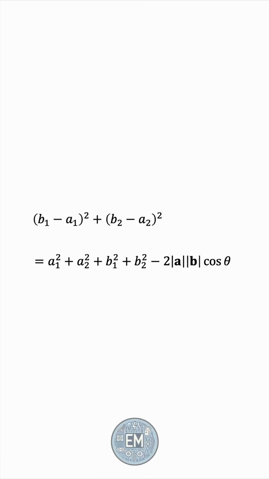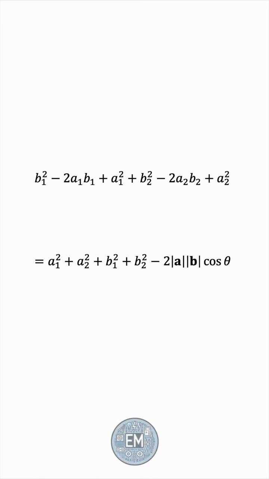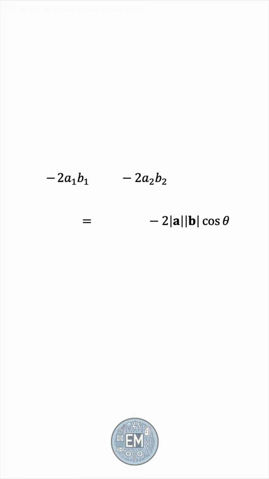We'll expand the two binomials on the left-hand side, giving us b1 squared minus 2a1 b1 plus a1 squared, and the same thing for the second binomial. And after doing this, we see a lot of cancellations. b1 squared is common to both sides, a1 squared is common as well, and the same can be said about b2 squared and a2 squared. So we're only left with these terms, which all have a negative 2.